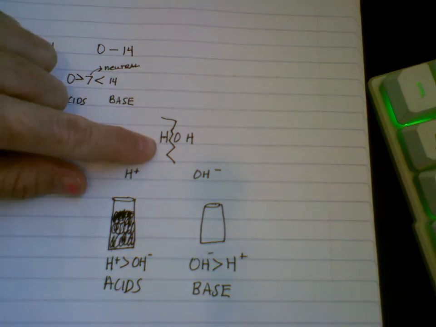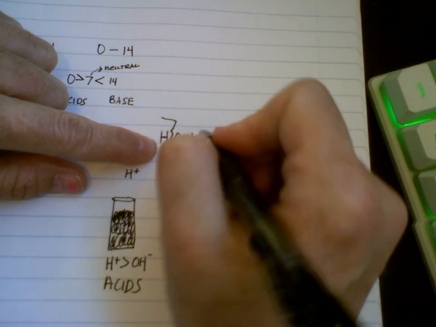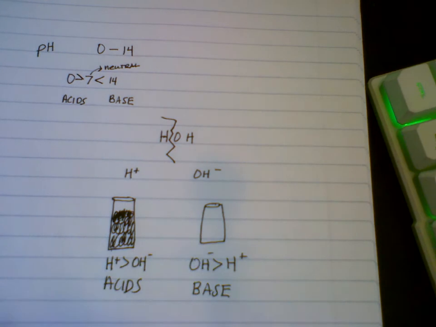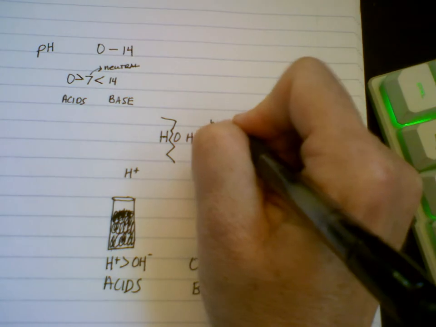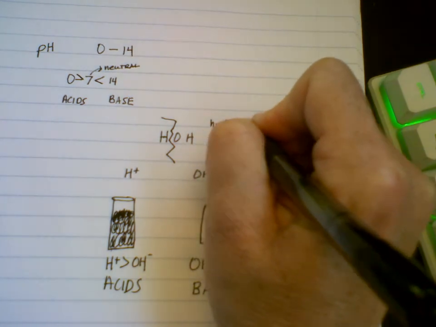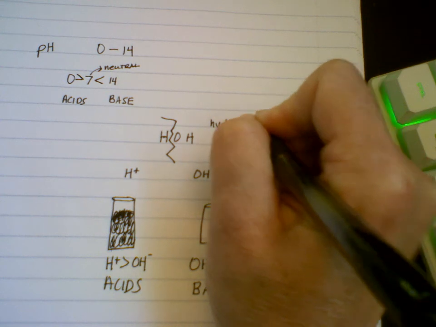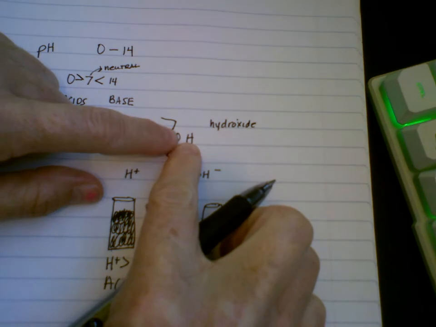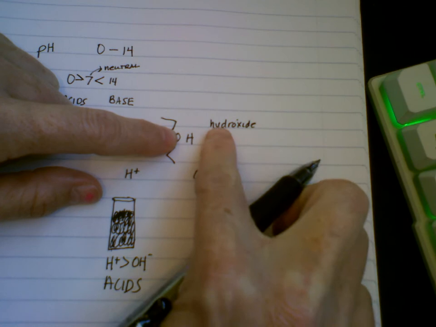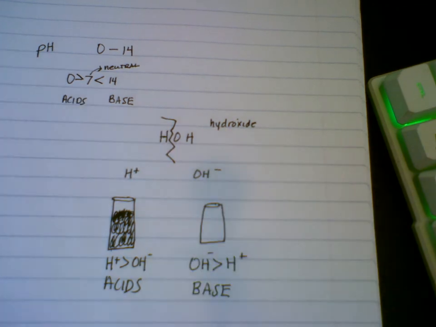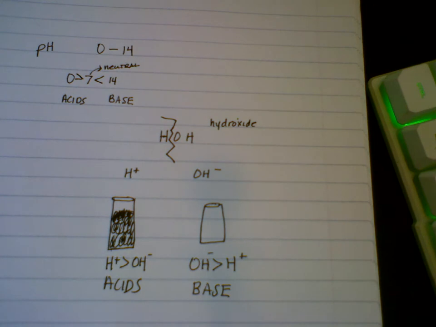So H is hydrogen. I think you might know that one already. OH, it's called hydroxides. If you think about the word, it's got both a hydrogen and an oxygen, so it's hydrogen oxide, hydroxide. That's where that word comes from. So that's the difference between an acid and a base.